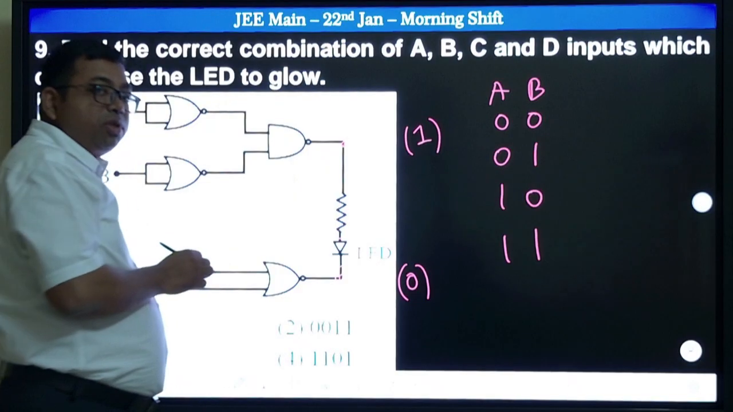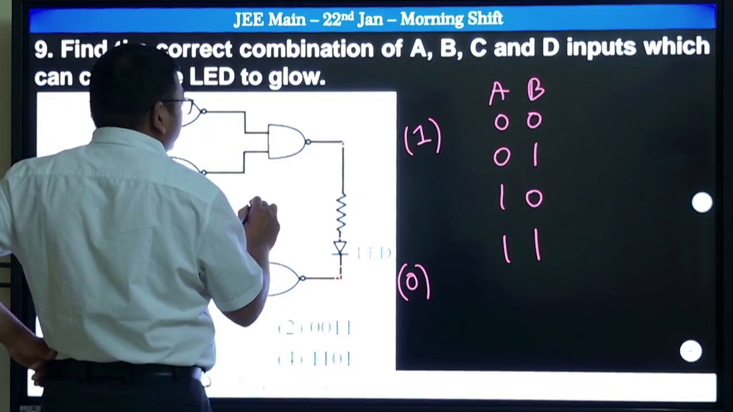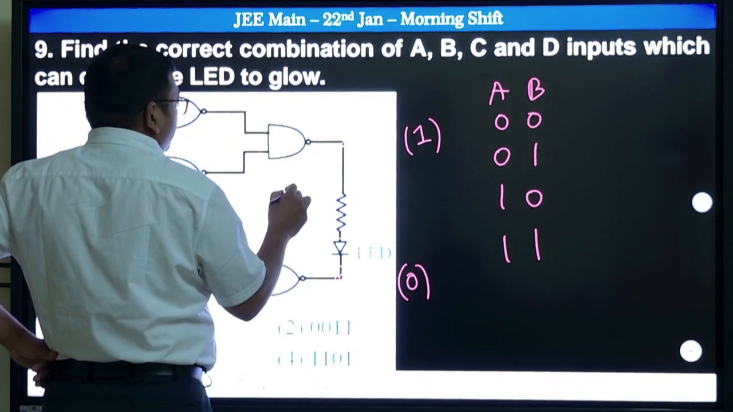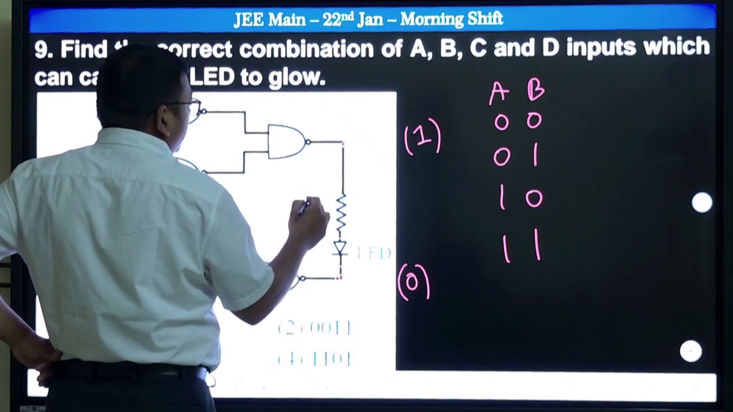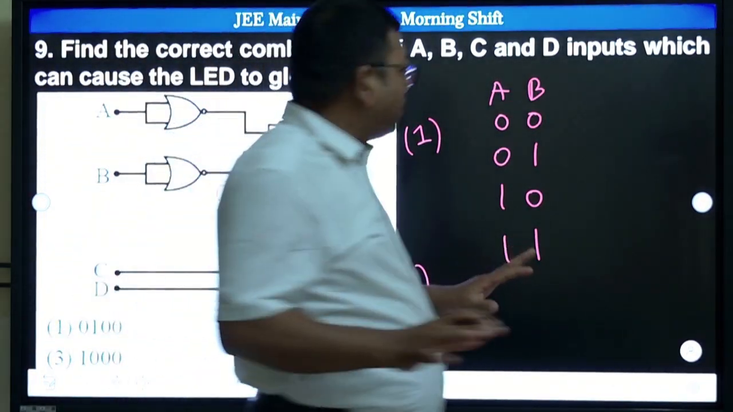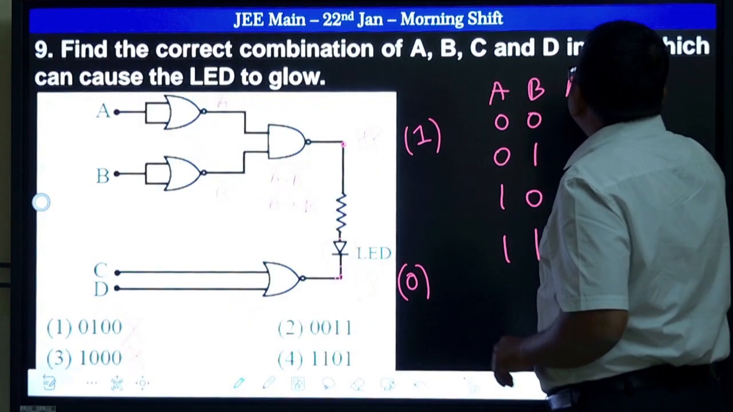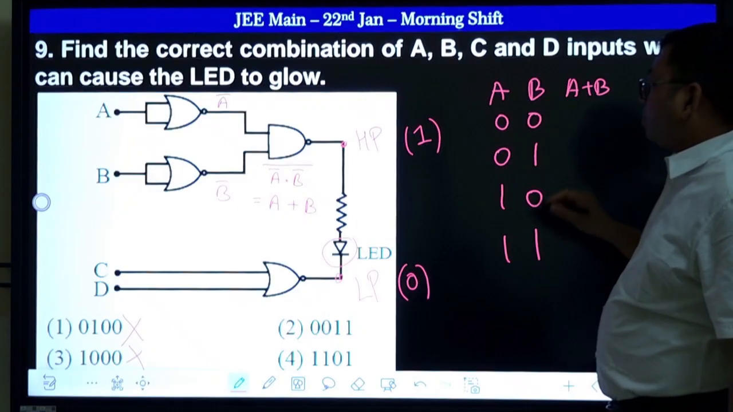This is the AND operation, right? And over that also bar. So what will come here? We can say A bar bar. A bar bar will go away, plus B bar bar will go away. So that means the output is just A plus B. That's all. A plus B, you think about it. What is A plus B? Plus means OR operation.